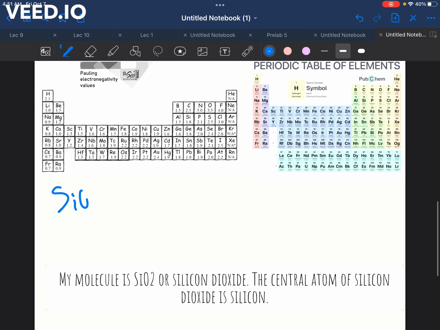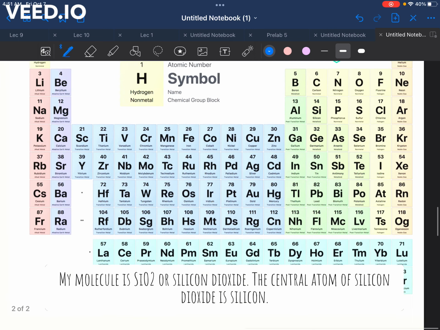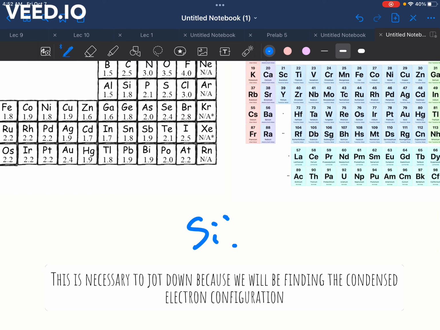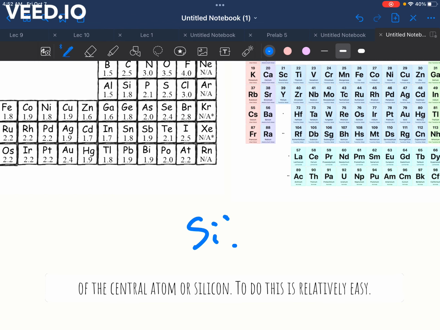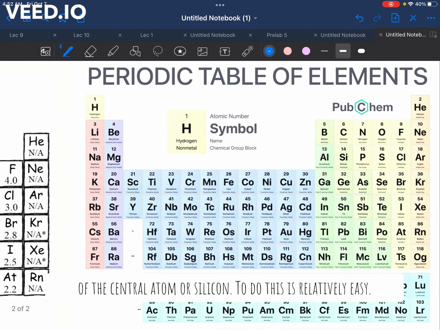My molecule is SiO2, or silicon dioxide. The central atom of silicon dioxide is silicon. This is necessary to jot down because we will be finding the condensed electron configuration of the central atom, silicon. To do this, it is relatively easy.